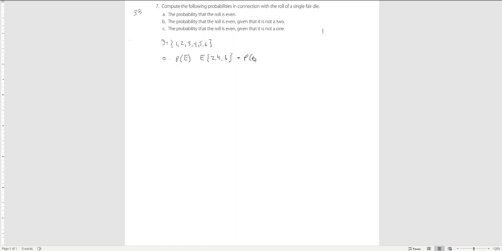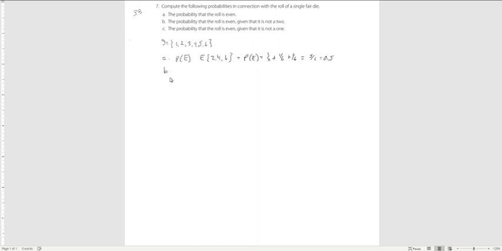So the probability of E is going to be 1/6 for the 2, plus 1/6 for the 4, plus 1/6 for the 6. Since it is a fair die, it's 1/6 probability for each outcome. So this is 3/6 or 0.5.